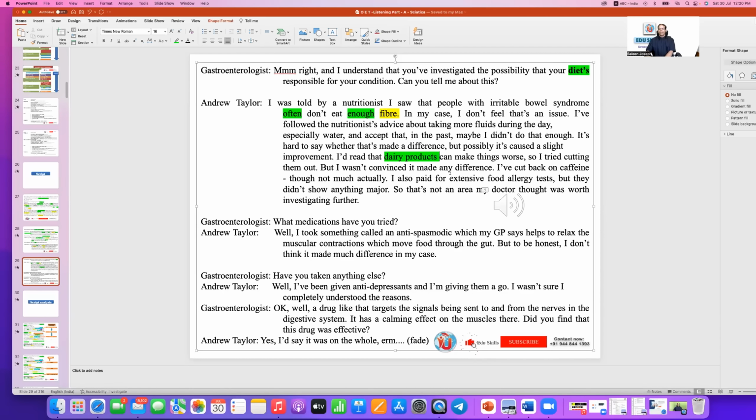But I wasn't convinced it made a difference. I have cut back on caffeine often. Yeah, I tried cutting them out. It's a synonymous expression in the answer. What was that? Sufficiently. Excluding. And water is sufficient, excluding. Caffeine is not. I also paid for expensive food allergy test.